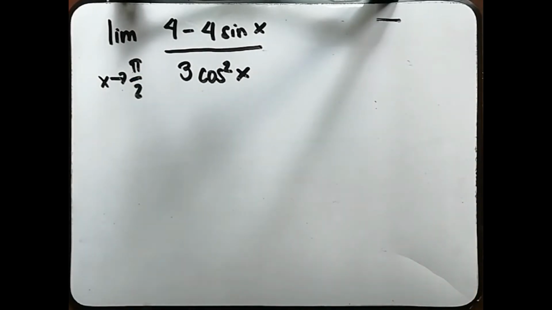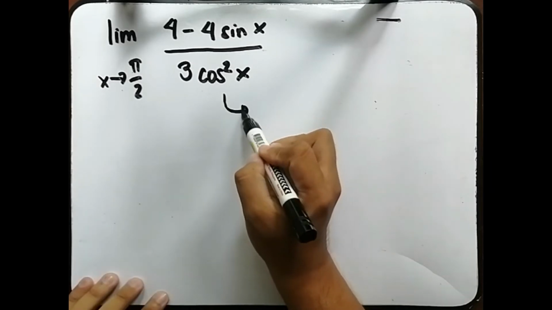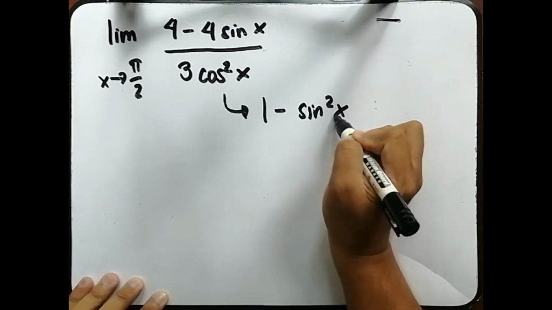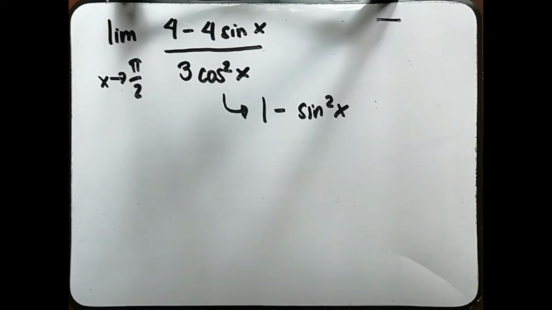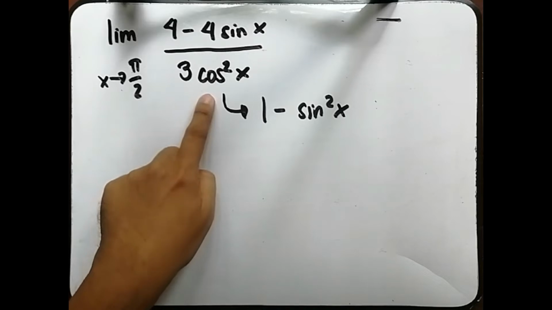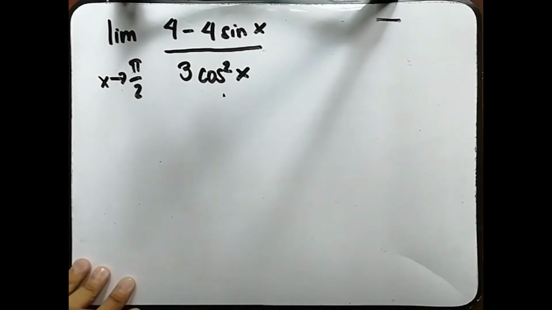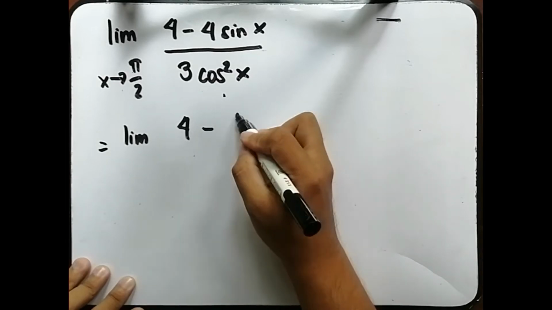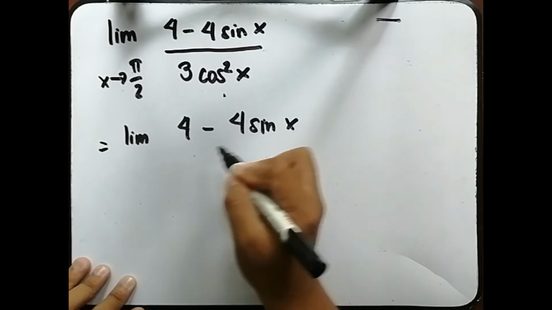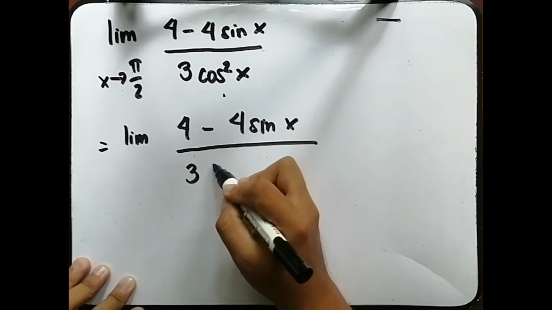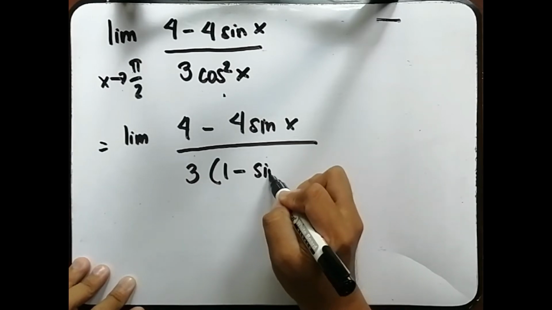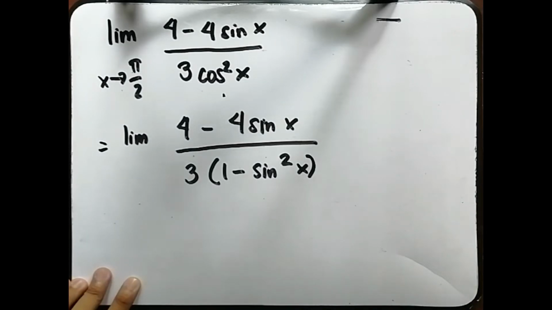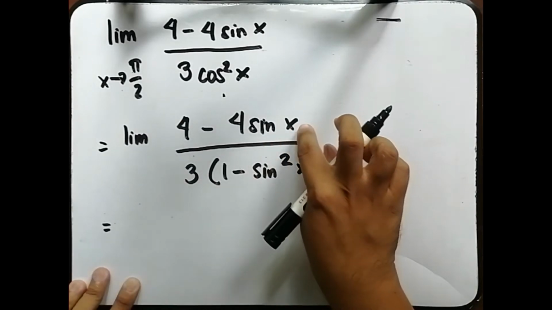So observe that eto, cos squared x, alam natin that is equal to 1 minus sine squared x. Okay? So pwede natin siyang i-substitute doon. So we now have the limit of 4 minus 4 sine x over 3 times 1 minus sine squared x. And then, i-factor natin yung taas at yung baba.